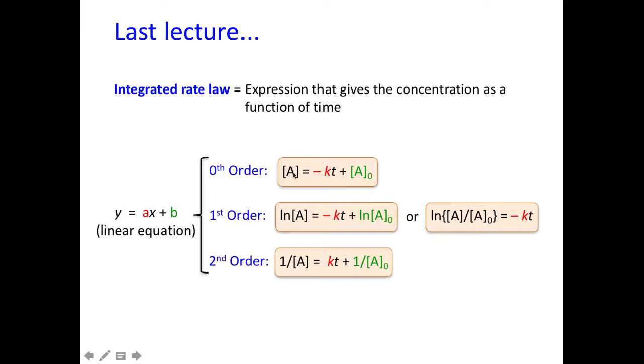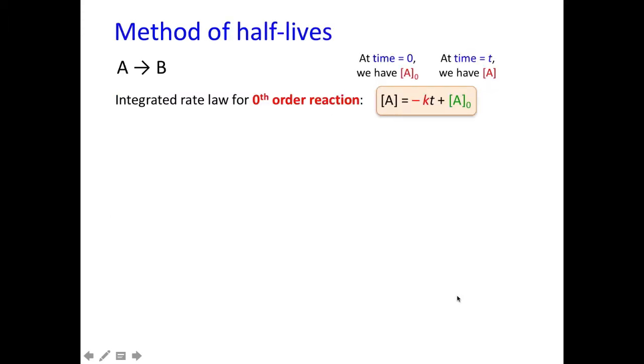If you plot the concentration of A against time, and you get a line, you have a zeroth order reaction. If you plot the ln of A against time and you get a straight line, your reaction is first order in A. And if you plot 1 divided by the concentration of A against time, and you get a straight line, your reaction is second order in A. Okay, so this we discussed in the last lecture.